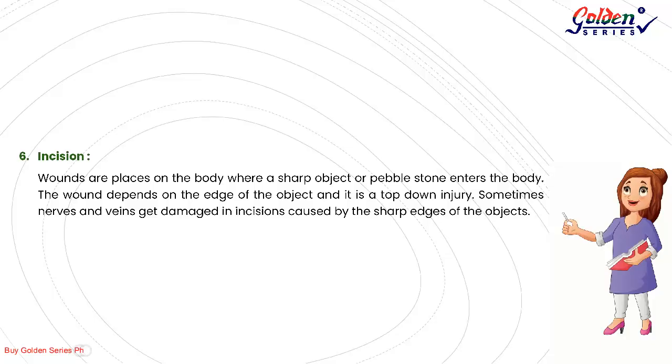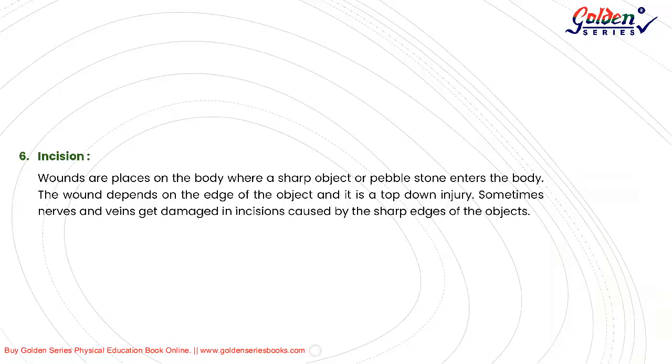Number 6. Incision. Wounds are places on the body where a sharp object or pebble stone enters the body. The wound depends on the edge of the object, and it is a top-down injury. Sometimes nerves and veins get damaged in incisions caused by the sharp edges of the objects.